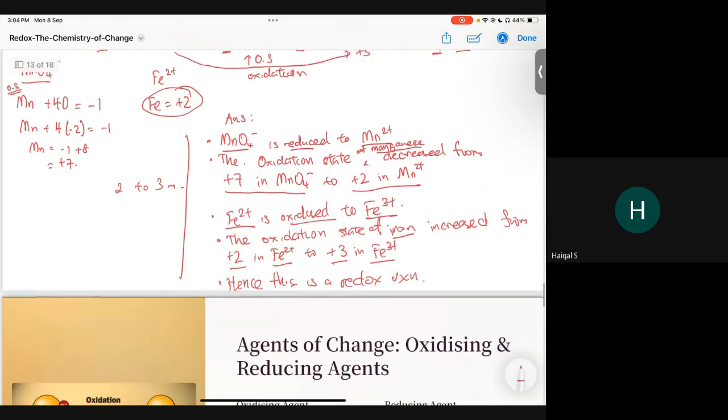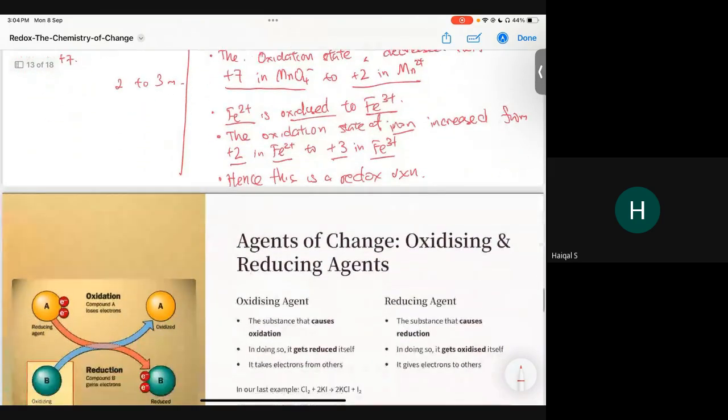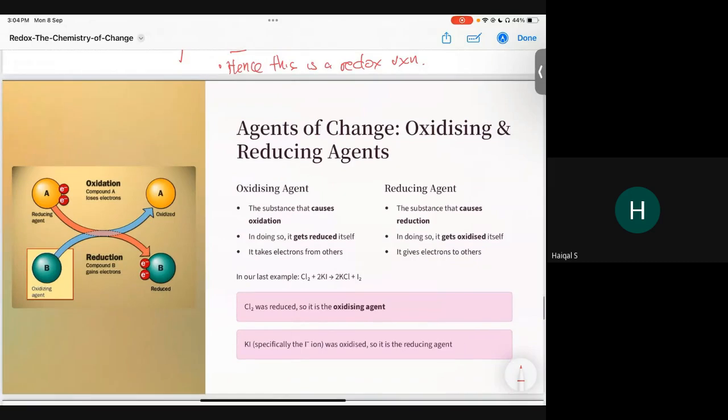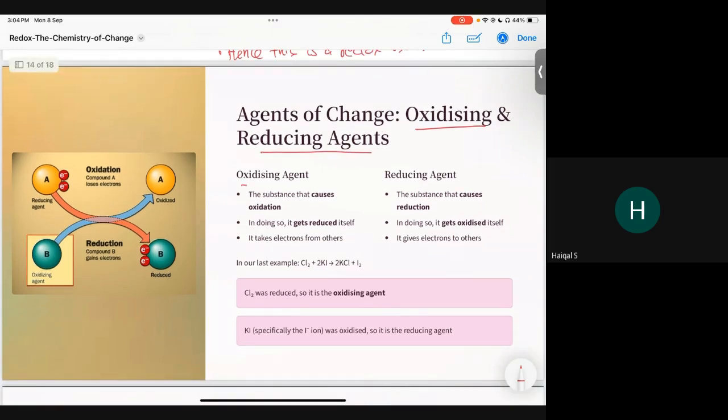Okay. Now, let's go through the last part already. Oxidizing agent and reducing agent. So we look at redox in terms of reduction and oxidation. So what exactly are oxidizing agent and reducing agent? The reducing agent is the substance that causes the oxidation. In doing so, it gets reduced. Sounds confusing, right? Think about it.